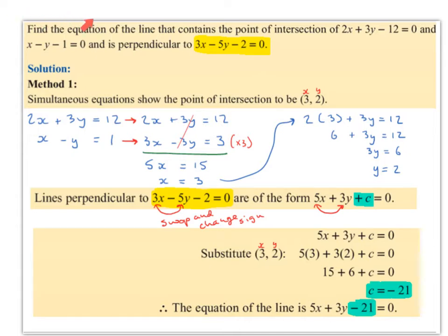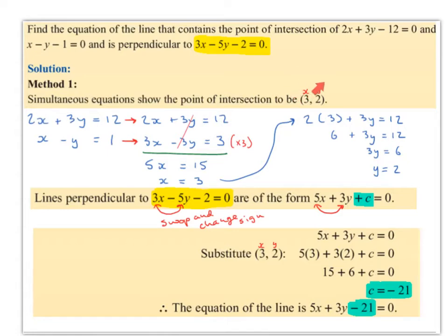Find the equation of the line that contains the point of intersection of 2x + 3y - 12 = 0 and x - y - 1 = 0, and is perpendicular to 3x - 5y - 2 = 0. Solution method 1. Simultaneous equations show the point of intersection to be (3, 2).